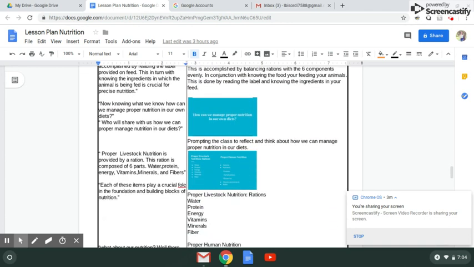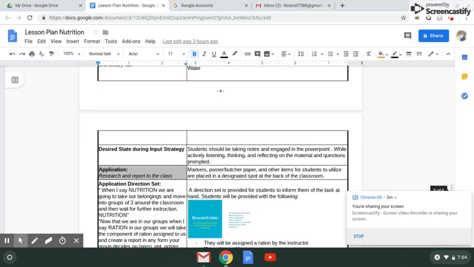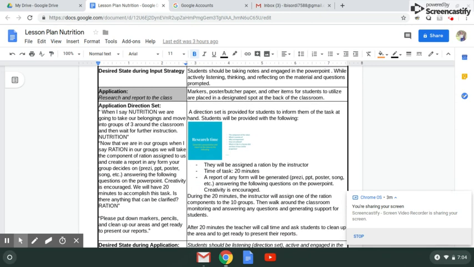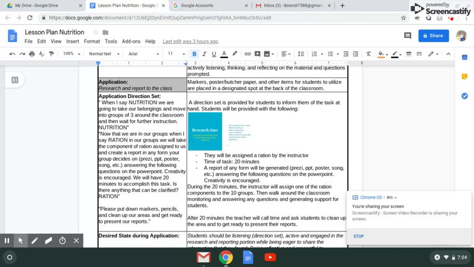As we go down, we'll see our application, and that is ultimately doing a project with three students paired together, so there will be 10 groups in the class. They'll be assigned a component of a ration or the human nutrition side, but more than likely the ration side. They have some questions they need to answer about that component: what it's composed of, why is it important, how is it utilized, and most importantly, how does it relate to us?